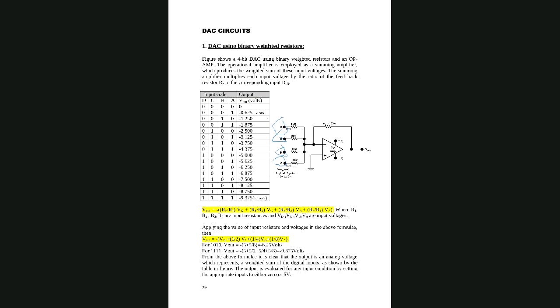And these voltage inputs are digital, so they will be 0 or 1. If we have 0, it means 0 volt. If the input is 1, it means 5 volt. So the binary inputs are here, 0 or 1, so it will be 0 volt or 5 volt. This is one thing which is important for you to understand. And the second thing, which is critical, is the RF. The RF depends upon the value of the resistor at the MSB.